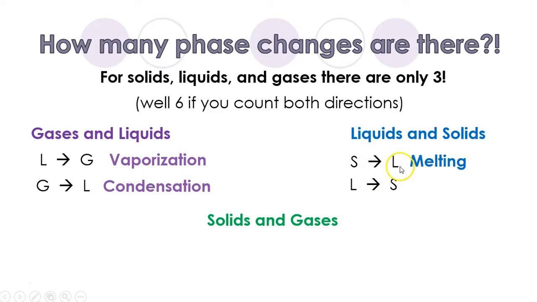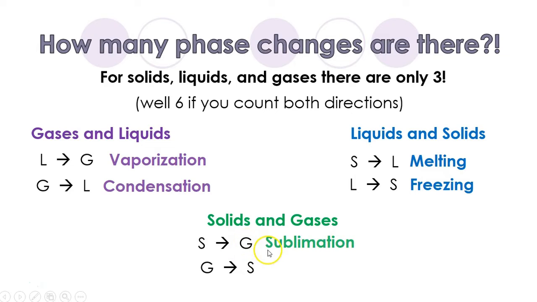Liquids and solids, we know that's melting. Going from a liquid back into a solid, that's freezing. These two that you might not be so familiar with: going from a solid straight to a gas, that's called sublimation. And then going from a gas into a solid, that's called deposition.